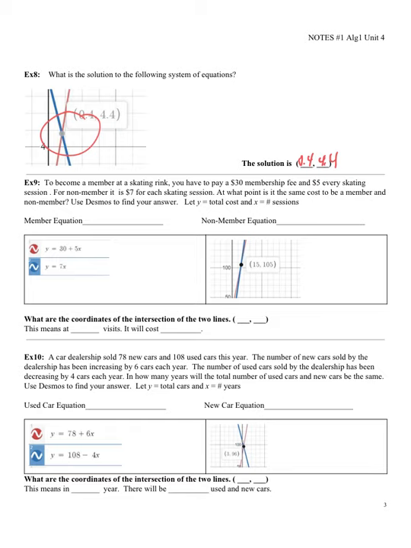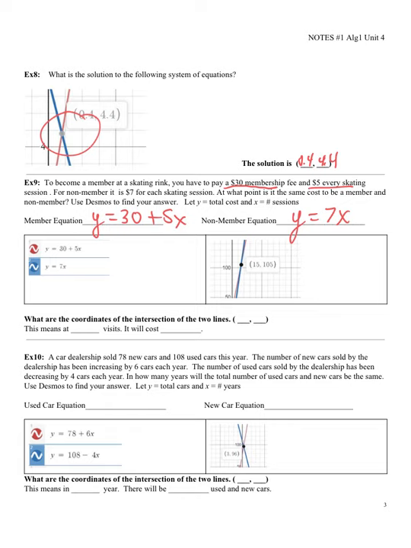Now we're going to approach word problems and systems. To become a member of a skating rink, you have to pay a $30 membership fee and $5 every time you skate. For a non-member, it's $7 for the skating session. At what point will the cost be the same for a member and a non-member? If you're a member, this is $30 and 5, so you have y equals 30 plus 5x. Non-members, you have y equals 7x.